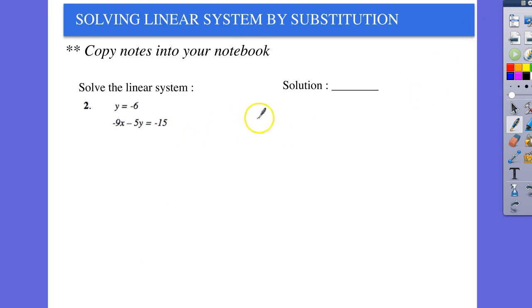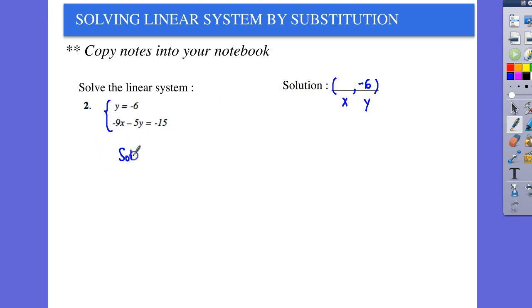Okay, again, this one, you are given a linear system. So you know if there's one solution, you're going to have x and y coordinates here, right? Let's check the equations. Oh, this one they already gave you that y is equal to -6. So you don't have to solve for y. You can write it over here. y equals -6. All you have to figure out now is the value of x. So you have to solve for x.